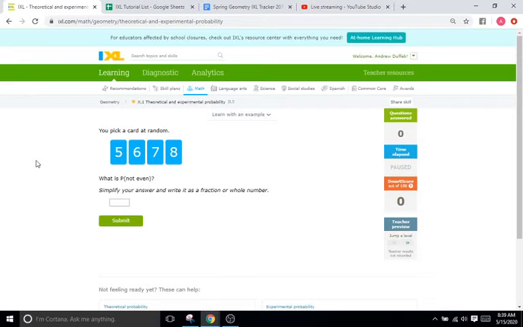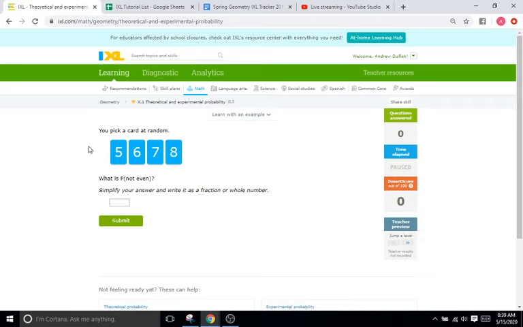This is Mr. Duffick, and today we're doing IXL X1, which is having to do with theoretical and experimental probability. So I'm just going to give you a series of problems here, and hopefully you've gone over probability in class. These are just exercises, and you're going to find the probability of certain scenarios.